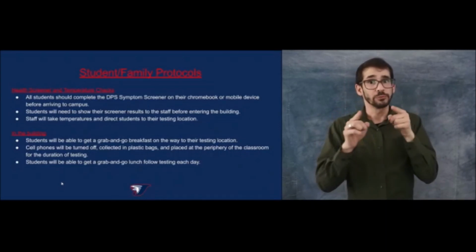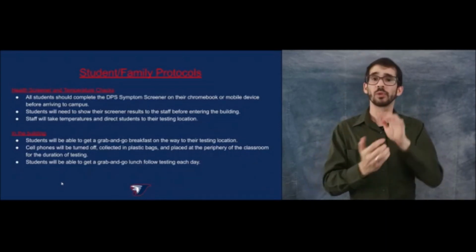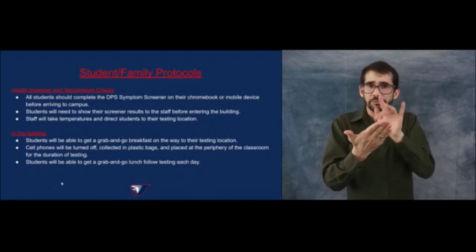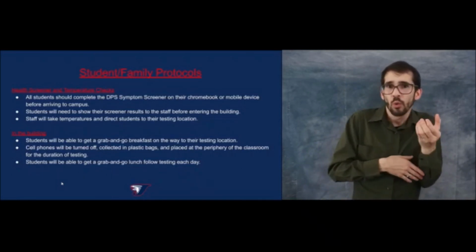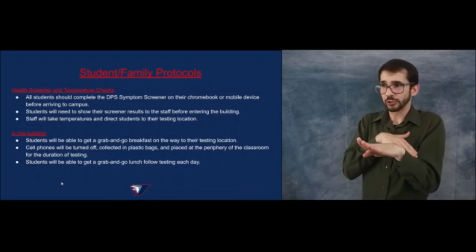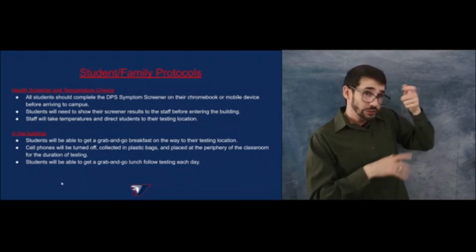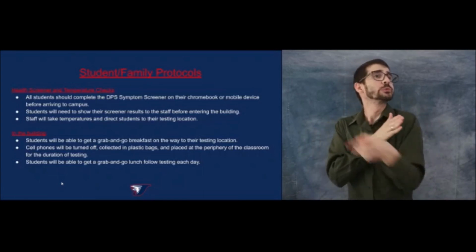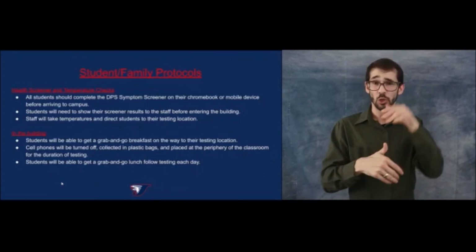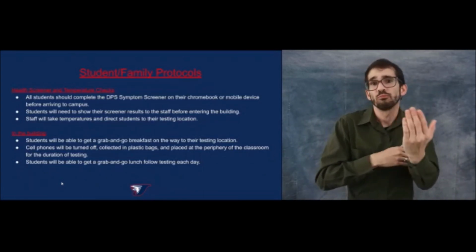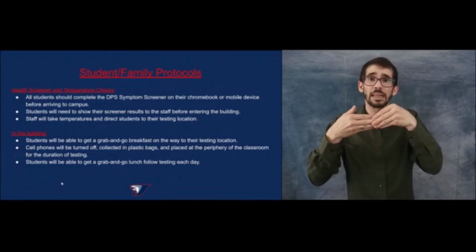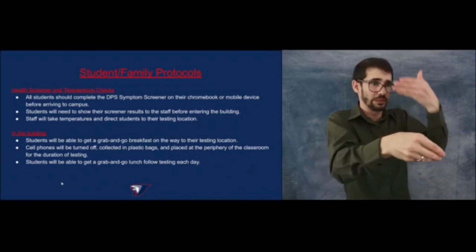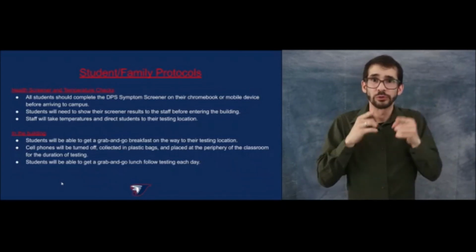All students should complete the DPS symptom screener on their Chromebook or mobile device before arriving to campus. Students will need to show their screener results to the staff before entering the building. Staff will take temperatures and direct students to their testing location. In the building, students will be able to get a grab-and-go breakfast on the way to their testing location. Cell phones will be turned off, collected in plastic bags, and placed at the periphery of the classroom for the duration of testing. Students will be able to get a grab-and-go lunch following testing each day.